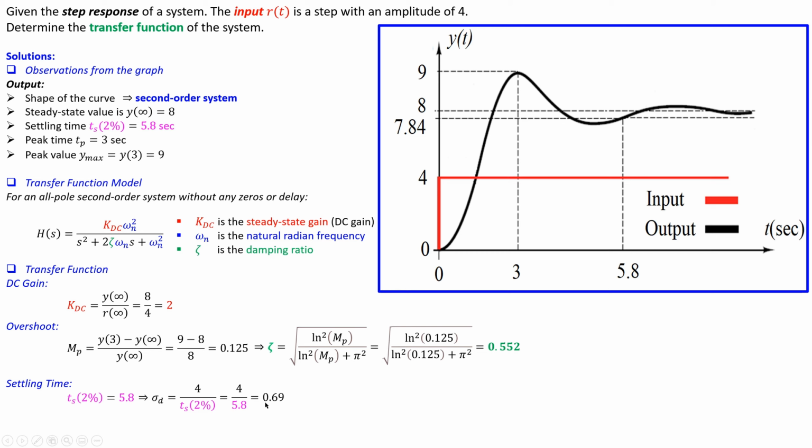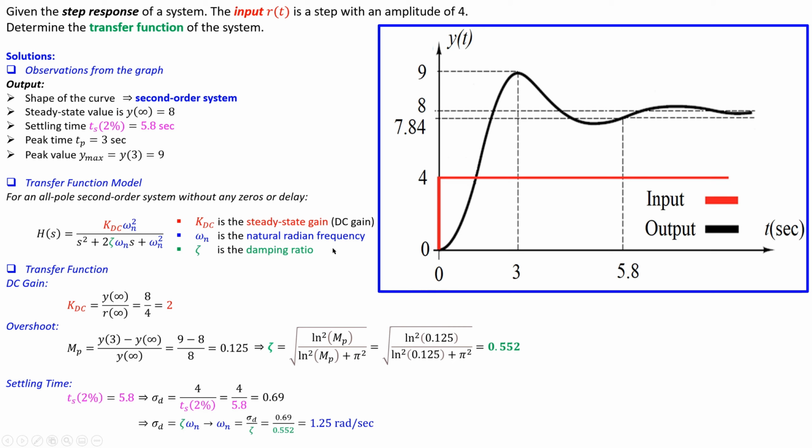If you do the math here, you will get 0.69 for my absolute damping. Absolute damping, sigma d, is equal to zeta times omega n, which is just the product of these two. Now I know already the zeta, and I know also sigma d, so I can calculate omega n by using omega n equals sigma d divided by zeta. I will do that and I will have very close to 1.25 radians per second. That is the natural radian frequency for this system.